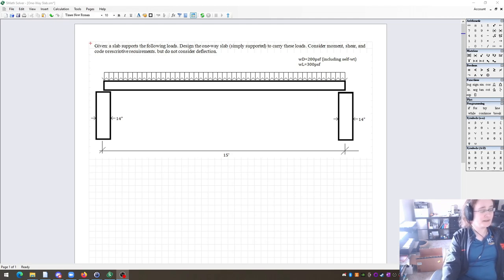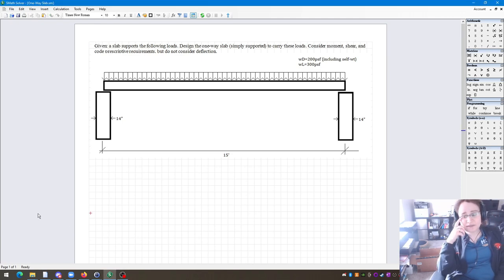In this video, we're going to be working through an example of slab design, in particular looking at the design and analysis of a one-way reinforced concrete slab that is simply supported. And then a follow-up video will have one where we work with the ACI moment coefficients for a continuous slab. Okay. So here's our problem.